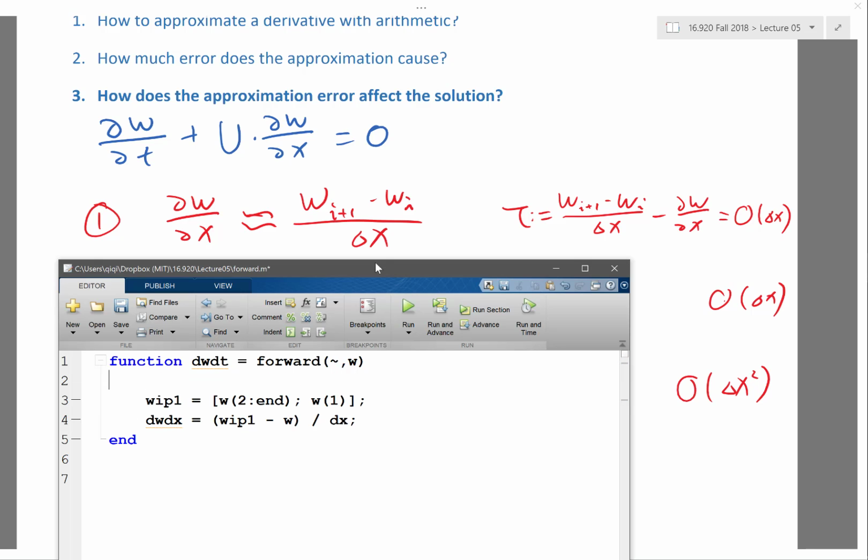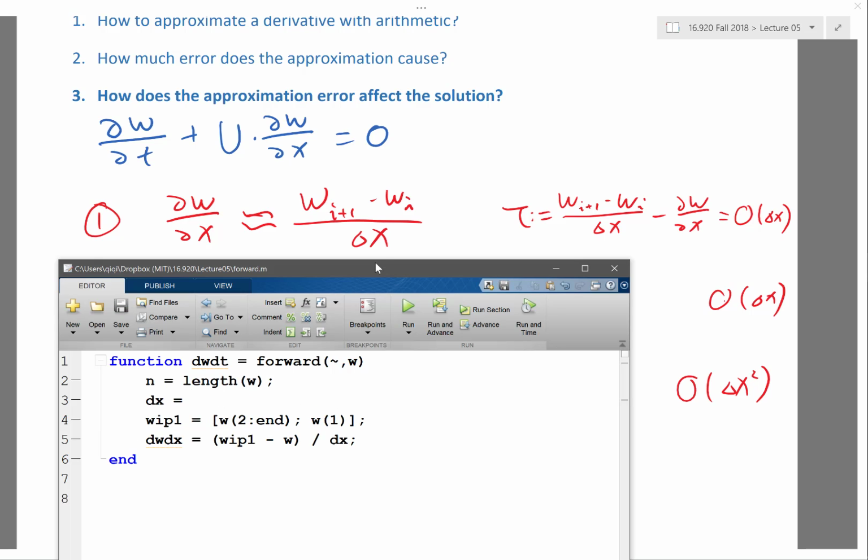And I didn't compute delta x. So here, let me say n is equal to length of w. And delta x, let's also assume we have a periodic domain from 0 to 1, so 1 divided by n. This would be different between periodic boundary conditions and non-periodic boundary conditions. If you have non-periodic boundary conditions, then depending on your boundary condition, the number of unknowns may be n minus 1, maybe n, or even n plus 1 if you have no boundary conditions. Okay, so here we go.